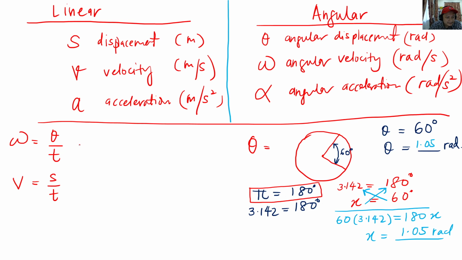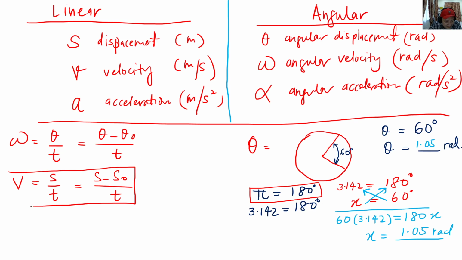Or something more accurate would be theta minus theta naught over time. S minus S naught over time. So this is more accurate, right? From this equation, from this one, you get V is equal to V naught plus AT. Am I right? Correct.